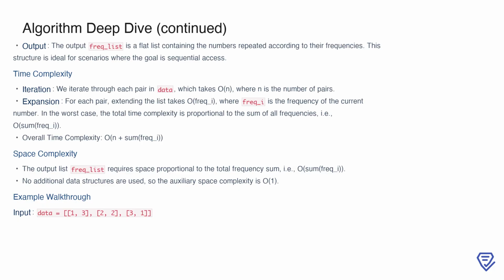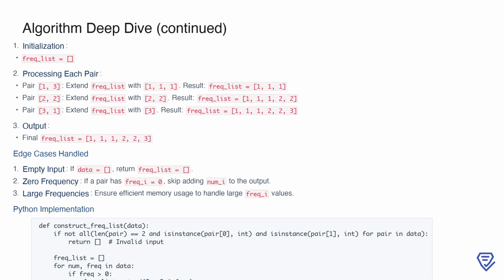Let's walk through an example to clarify how the algorithm works. Given the input data equals [(1, 3), (2, 2), (3, 1)], we will process each pair to construct the output list step by step. Starting with an empty list, frequency_list, we process the first pair, (1, 3). Here, the number 1 has a frequency of 3, so we extend frequency_list with 1, 1, 1. The intermediate result is [1, 1, 1].